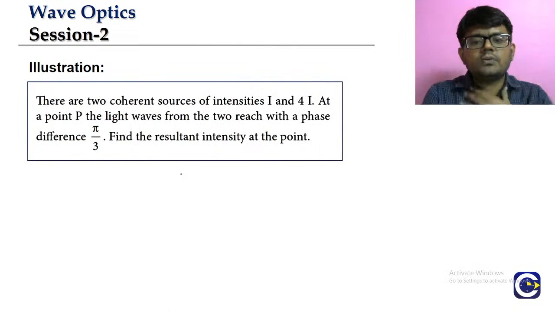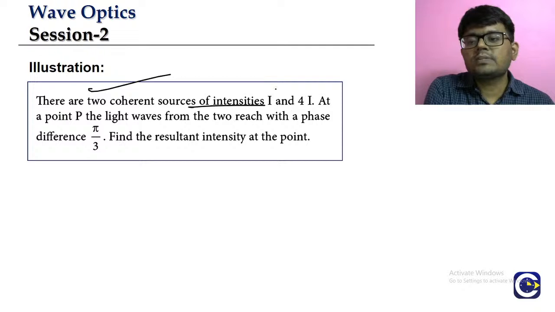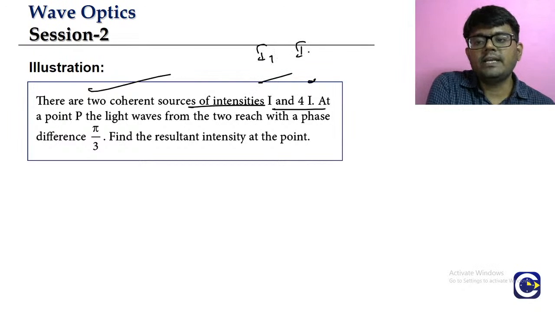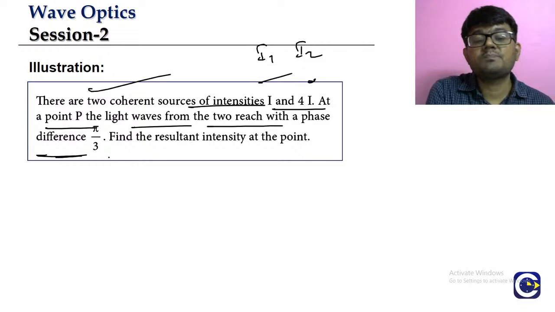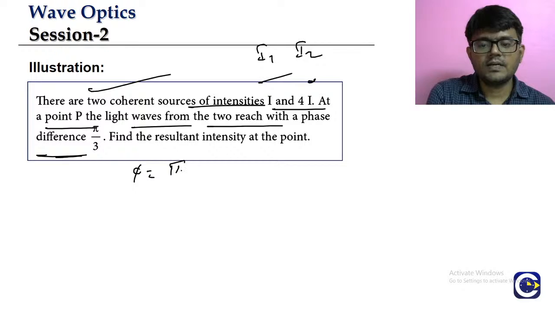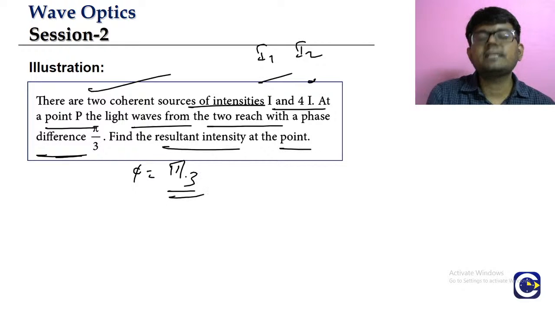Next we look at another question. There are two coherent sources, intensities I and 4I. This is like what? I1 and I2. At a point P, light waves from both of them reach with a phase difference pi by 3. What is the phase difference? This is phi. Phi is what? Pi by 3. Find the resultant intensity.